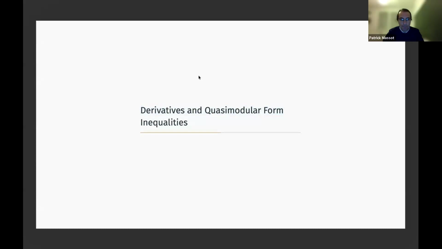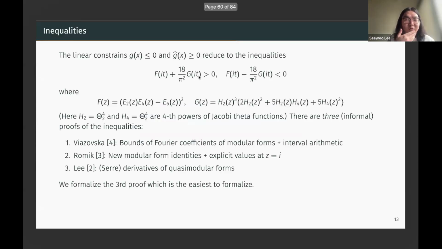Yes. Thank you. So I'll wrap up the last part about the derivatives of quasi-modular forms and the modular form inequalities. So there are some properties that the magic function really needs to be magic, where it should satisfy some linear constraint, like the function is non-positive and its Fourier transform is non-negative. And then those two are written in terms of the quasi-modular forms, and they eventually reduce to those two inequalities where f and g are certain quasi-modular forms, like in terms of Eisenstein series, or h2 to h4 here are the powers of Jacobi theta functions.